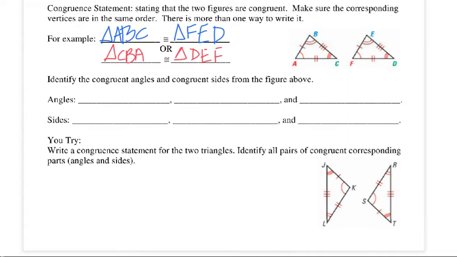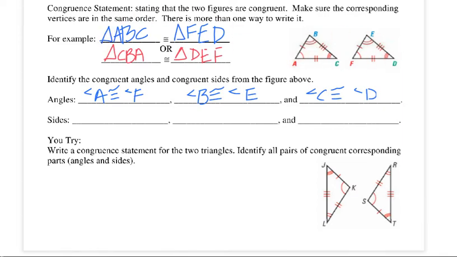So for the first one, we know that angle A is congruent to angle F. Then after that, we said that angle B is congruent to angle E. And lastly, we know that angle C is congruent to angle D. We can also get this just from the congruent statement up above. If you notice, A is congruent to F, B is with E, and C is with D, we don't even necessarily need the picture anymore if we have this congruent statement.